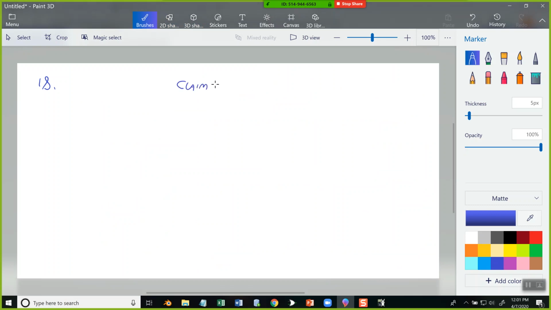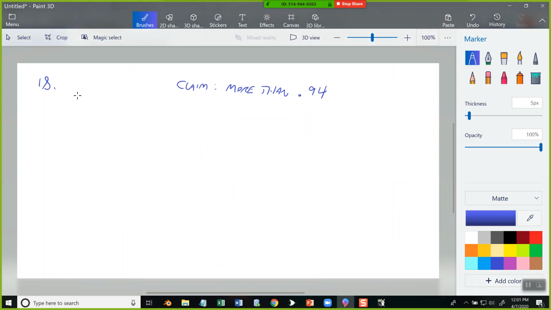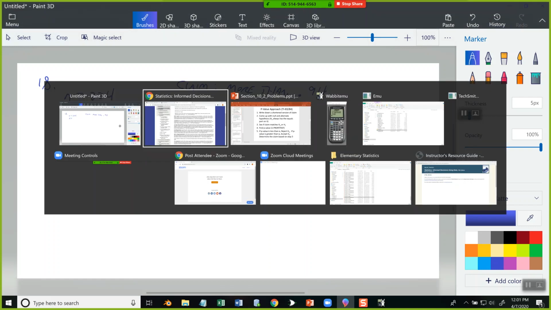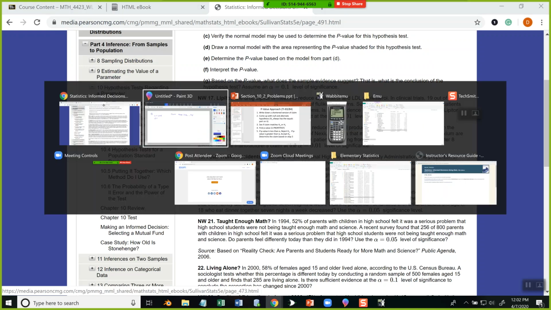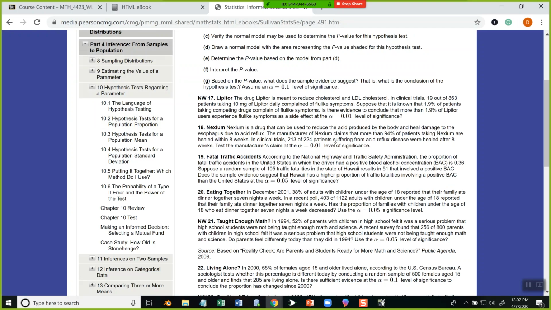So the claim is more than 94%. And again, I want that in decimal form. Nexium claims that more than 94% of patients taking Nexium are healed within 8 weeks. In clinical trials, 213 of 224. So N is 224. N will always be the larger value. And 213 is my X. 213 of 224 patients suffering from acid reflux disease were healed after 8 weeks. Test the manufacturer's claim with alpha equal to 0.01.